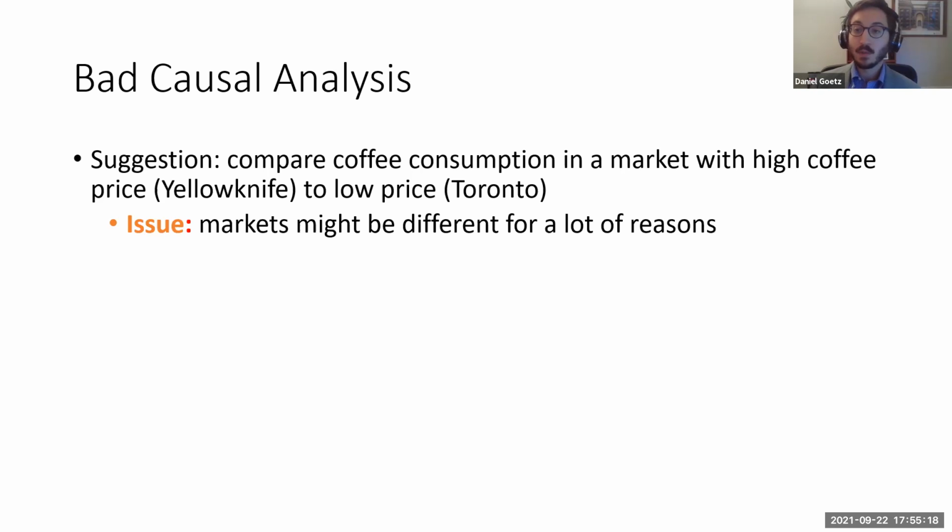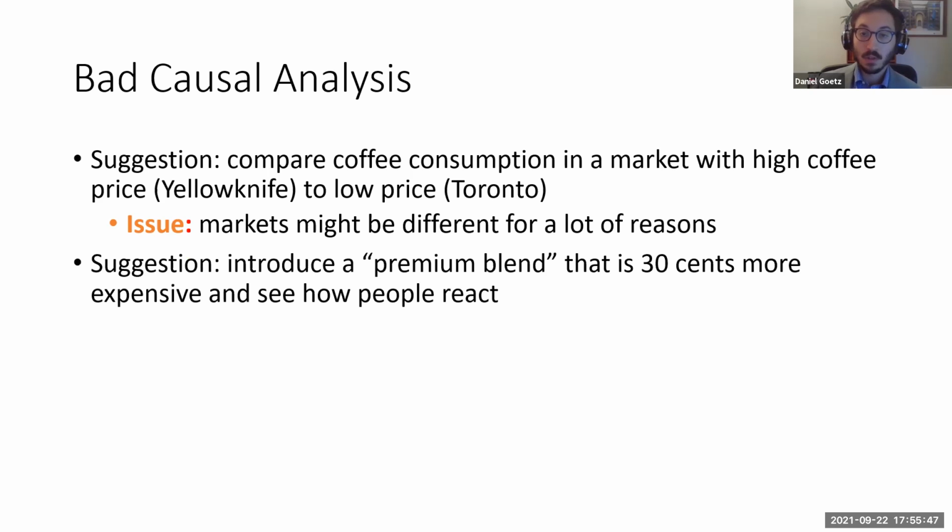These markets might be different for a lot of reasons. So if people buy less coffee in Yellowknife, it might not be because of the price. It might be because maybe incomes are lower. Maybe they just like coffee less there, right? There could be a whole host of reasons. So we can't just compare two markets where our variable is different and say, okay, that's the effect of price, or that's the effect of the change, because other things are changing too.